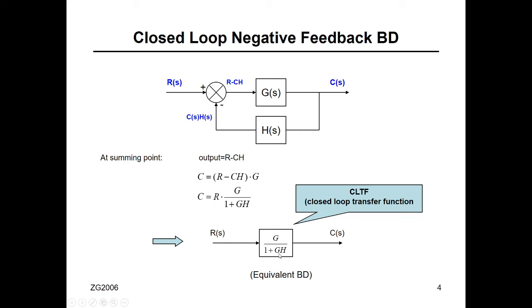It will be G over 1 plus GH. What is G? G is the feed forward transfer function on the top. What is H? H is the feedback transfer function in the bottom. So the equivalent of this loop will be G over 1 plus GH. Everything in here can be represented in a single block with the same input and the same output. So this is equivalent to all this loop.